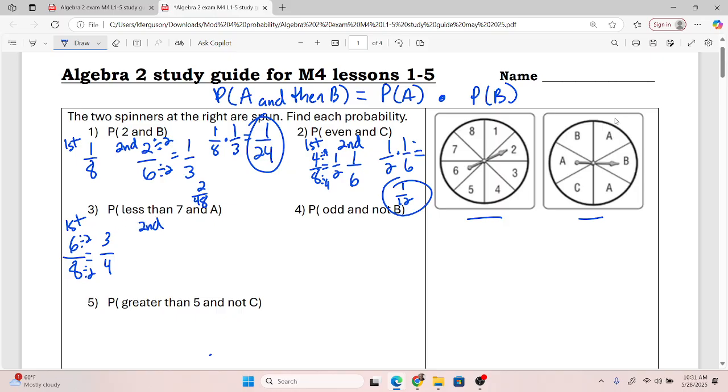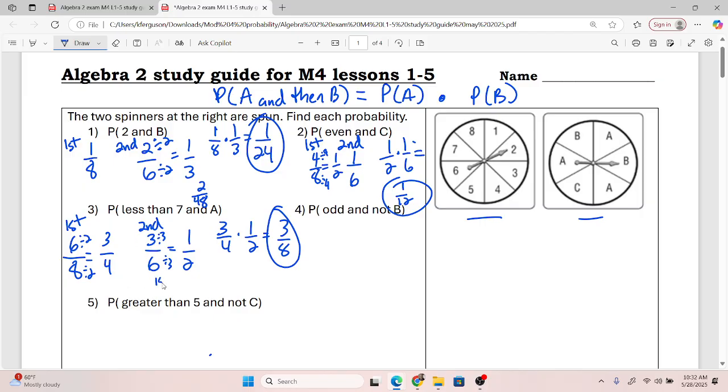In the second event, getting an A, out of 6 total possibilities, 3 of them are A. So that's 3 out of 6. That can be reduced by dividing the top and bottom by 3, and I get 1/2. So I've got 3 over 4 times 1/2. That becomes 3 over 8. That's my probability. Now, if I didn't do that, I would have gotten 18 over 48.